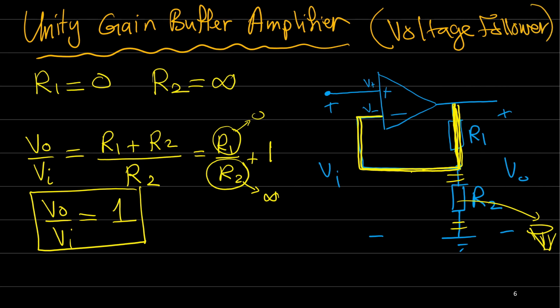At first sight, this might not seem like a very useful circuit. However, it has a high input resistance, because we said the amplifier has infinite input resistance, and a low output resistance. Here we have very nearly zero output resistance, and therefore this circuit can be useful as a buffer amplifier.